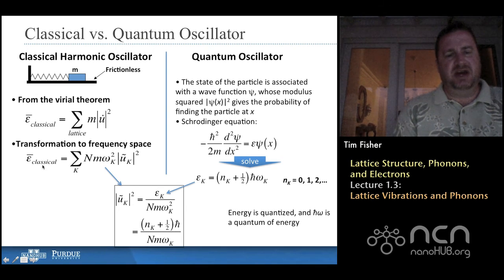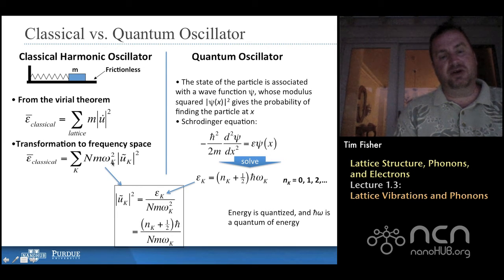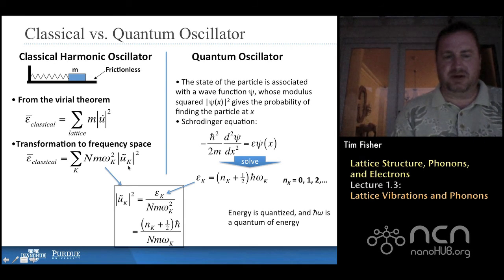So we have an expression for our classical energy of the harmonic oscillator, and it's going to be related to N, which is the total number of oscillators, m, which is the mass. Then we have frequency for a particular wave vector, squared, multiplied by u tilde at that particular wave vector or wavelength. And that u tilde is the amplitude of displacement. Okay, so that's the amplitude, without the time variation in it.